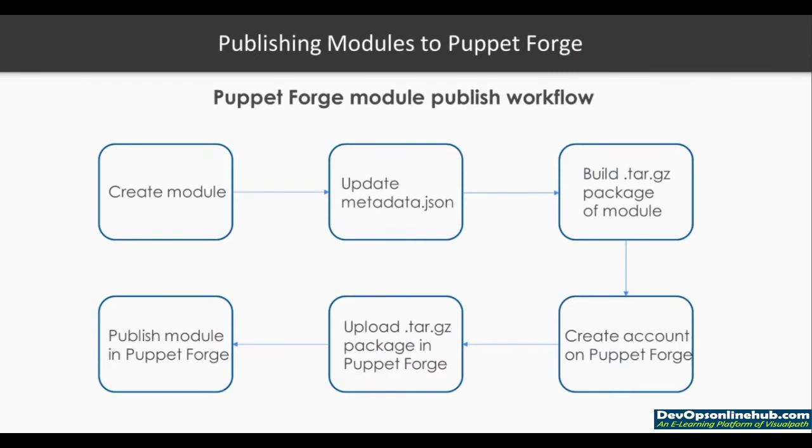Next, we will look at the procedure to publish a module in Puppet Forge. The workflow of publishing a module in Puppet Forge consists of the following steps. The first task is to create a module. The next step is to update the metadata.json file in the module directory with some required information and then build the module, or create a tar.gz package of the module. We then need to create an account on Puppet Forge, upload the package, and then publish it.